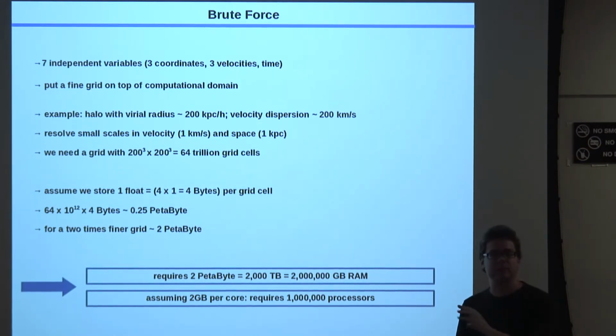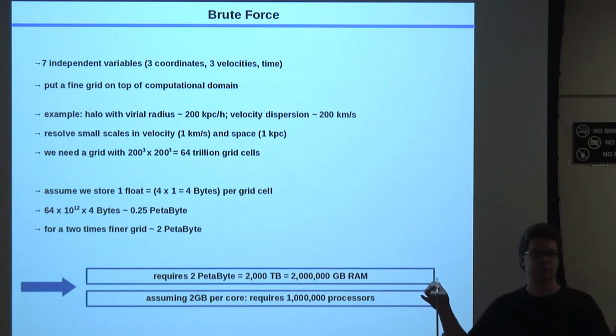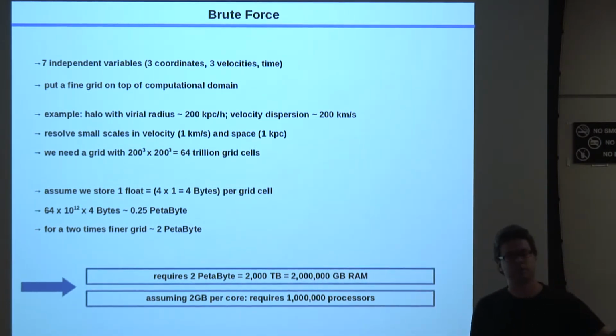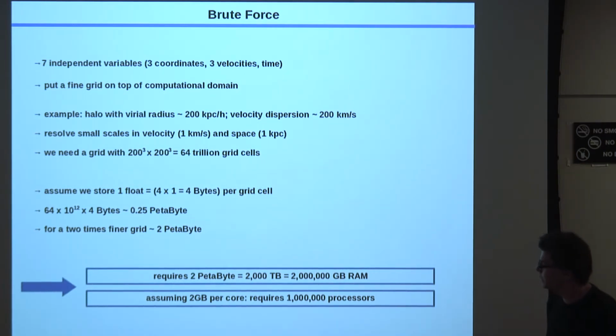So in many of these applications, the main challenge is not so much running the simulation in terms of computing time, but also fitting it onto the machine, because the memory requirement is very large. And don't forget, this is dark matter only, so we don't even talk about gas or stars, which becomes even more memory intensive, as we will see on Thursday. So you need of the order of 1 million processors.